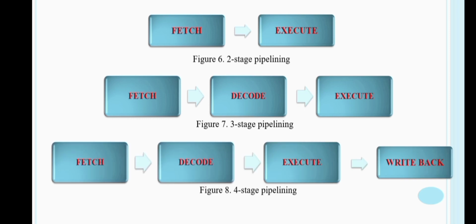This is four-stage pipelining. First stage is fetch. In the fetch stage, instruction is being fetched from the memory. Second stage is decode. During the decode stage, we decode the instruction and fetch the source operands. During the execute stage, the computer performs the operation specified by the instruction. Fourth stage is write back. If we need to store the result in the destination, it is done during the write back stage.